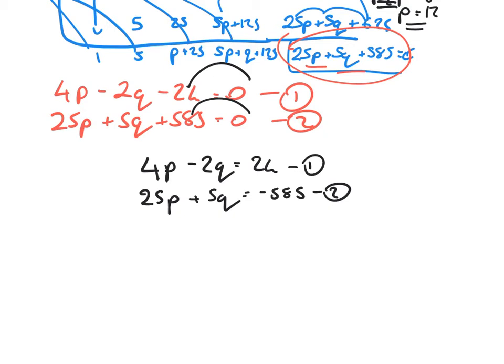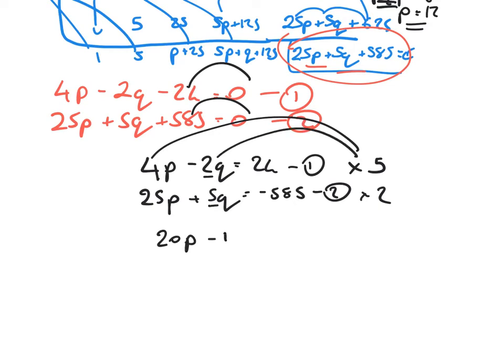Okay, I'm going to look to eliminate q's here. So this is National 5 skills and National 5 knowledge. So I'm going to scale that up to get to 10 and minus 10. So I'm going to multiply the first equation by 5 and multiply the second equation by 2. So every term in the first equation I'm going to multiply by 5, so that will be 20p minus 10q is equal to 120, and I'm going to call that equation 3.